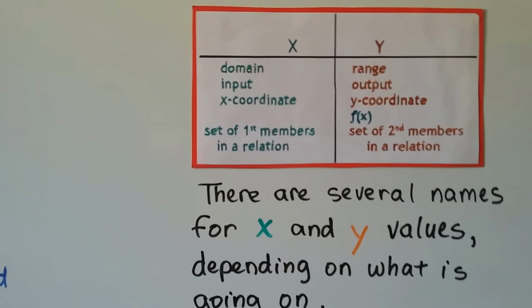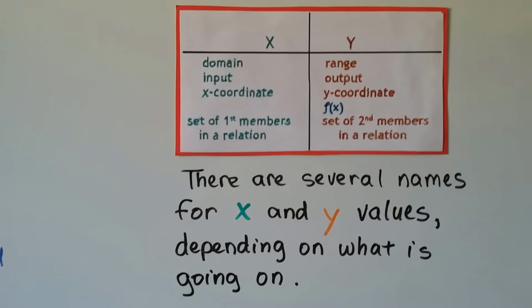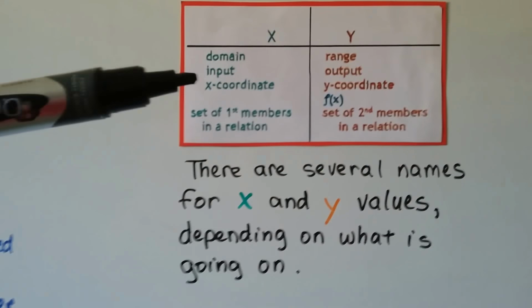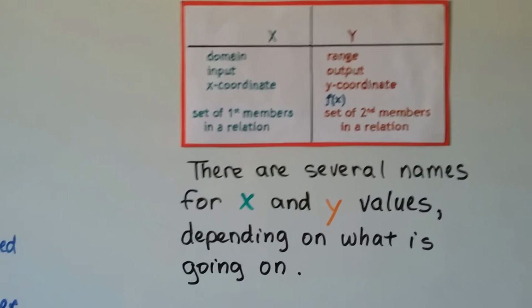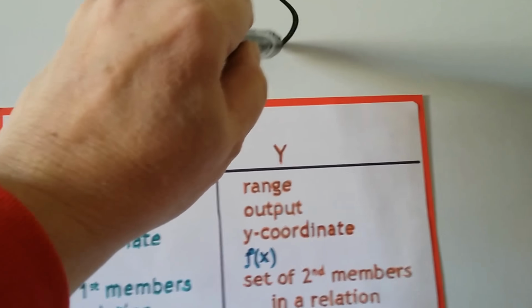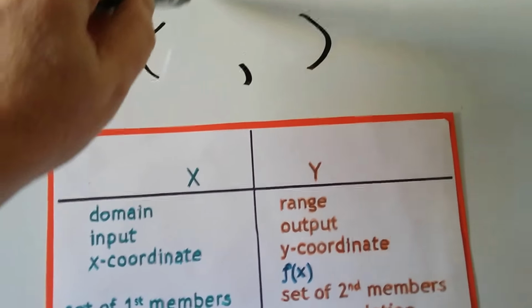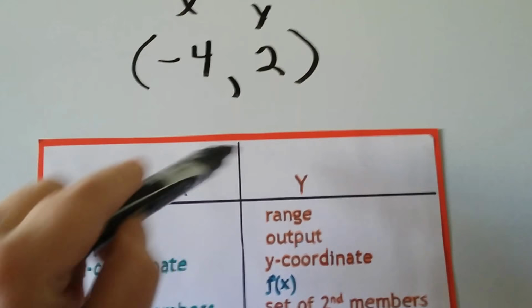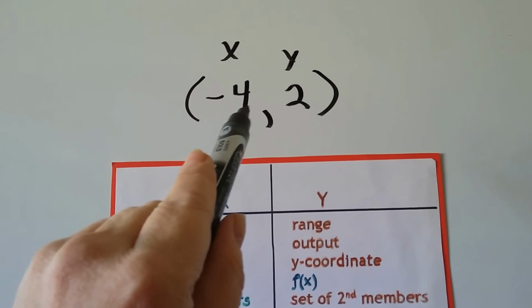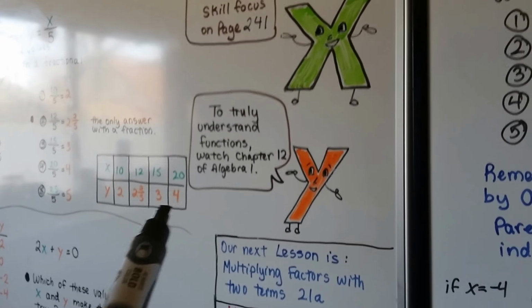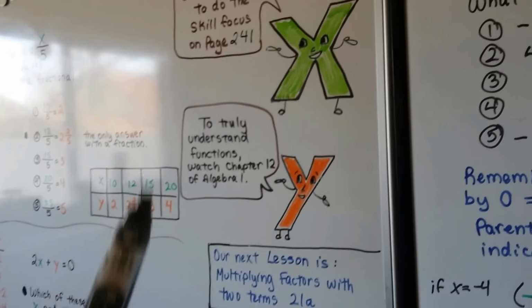So there's several names for x and y values depending on what's going on. x could be called the domain, the input, the x-coordinate. It's also the first members in a relation. So we have ordered pairs of x and y, and this would be x and that would be y, so we would have -4 and maybe a 2, and that would be considered an ordered pair that would make an equation true, okay? So the ordered pair for here could be 20 for x and 4 for y. See, that makes an ordered pair.